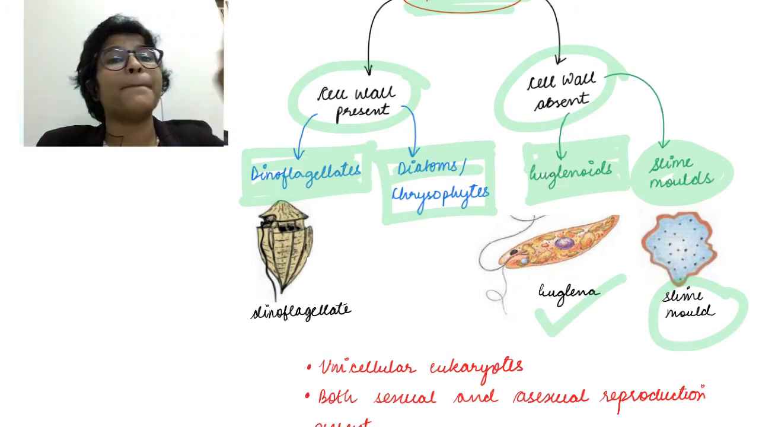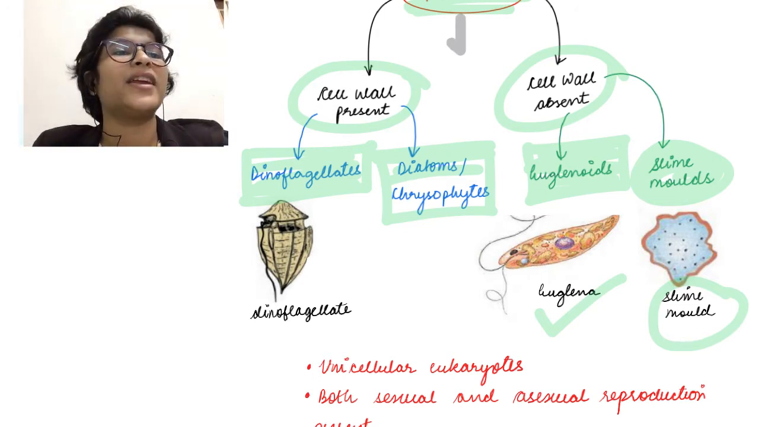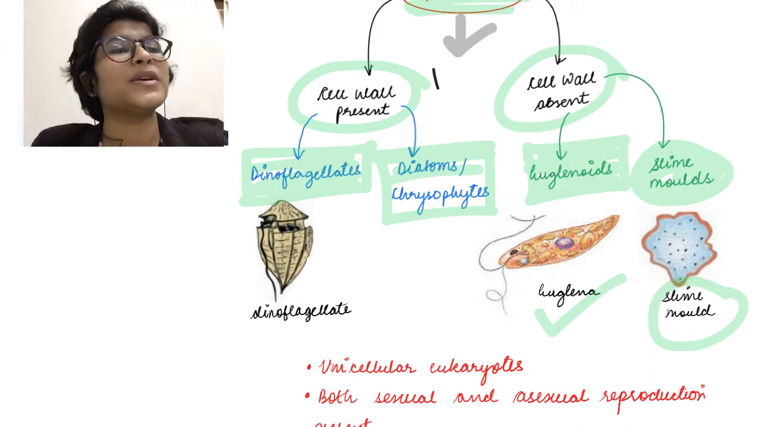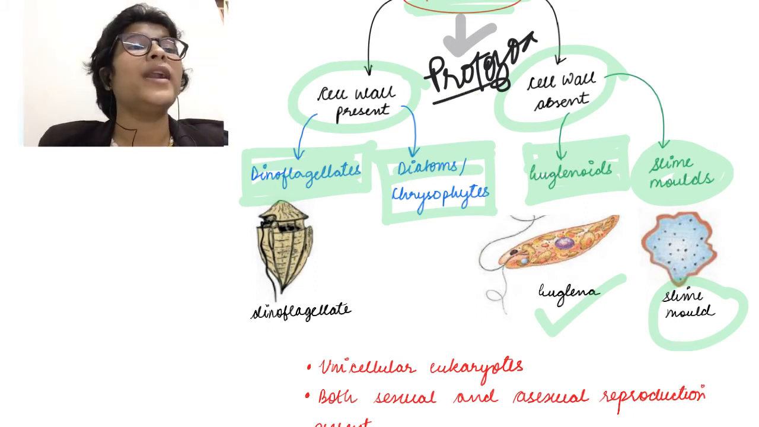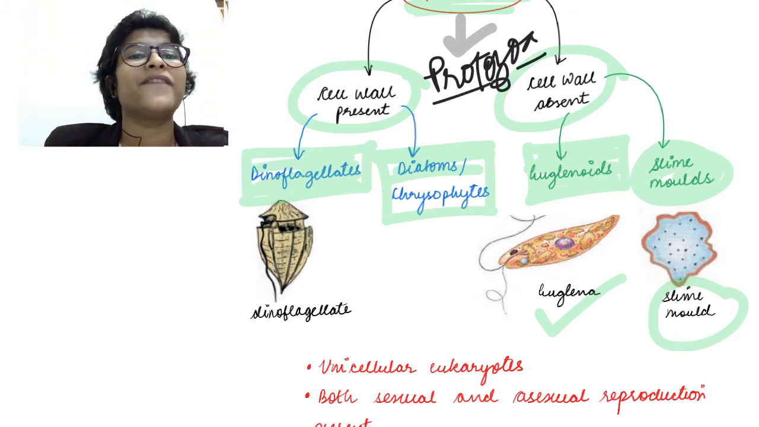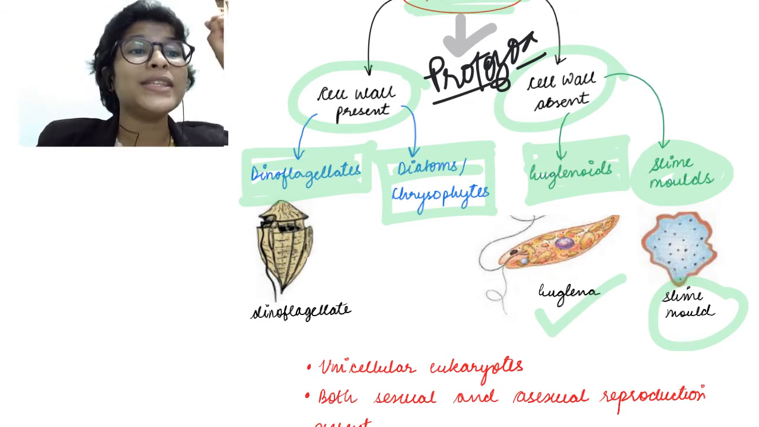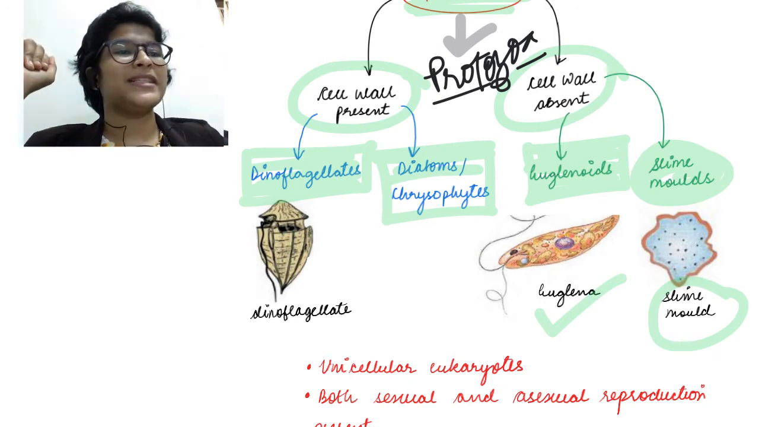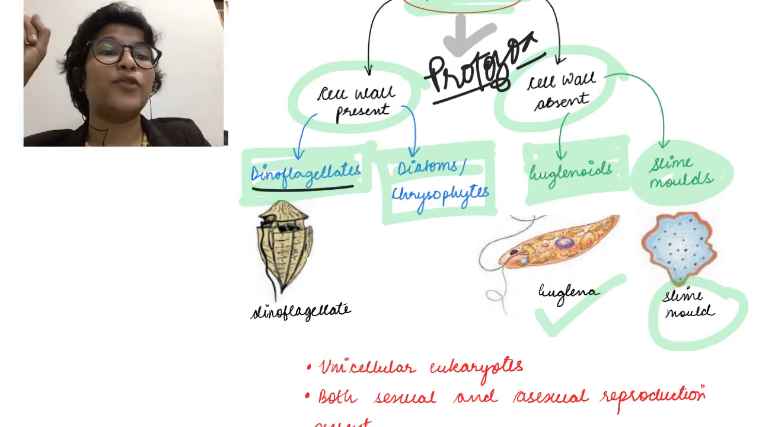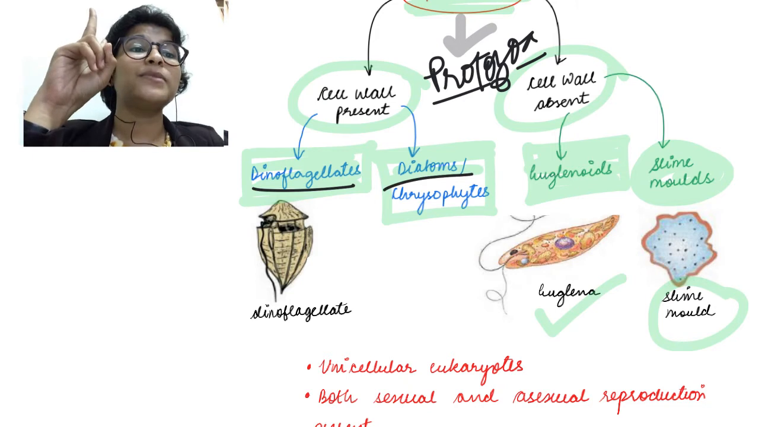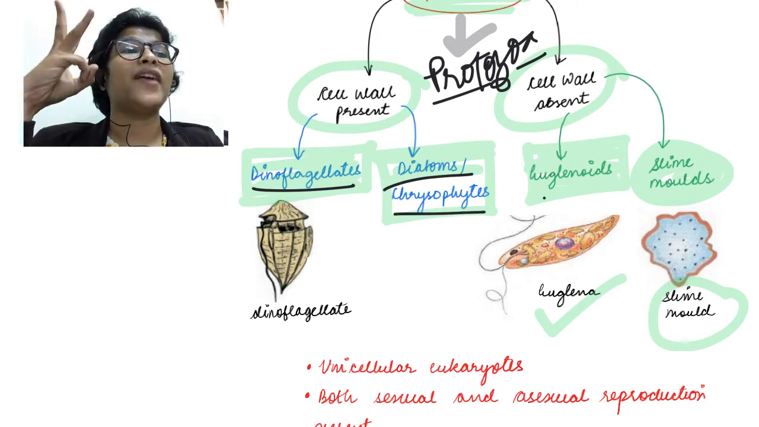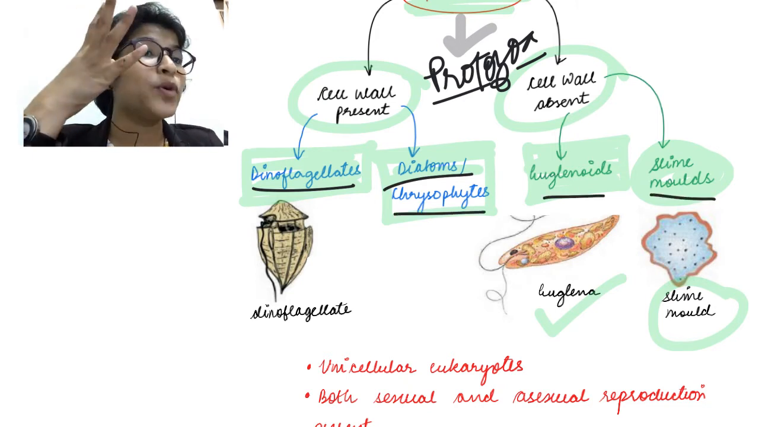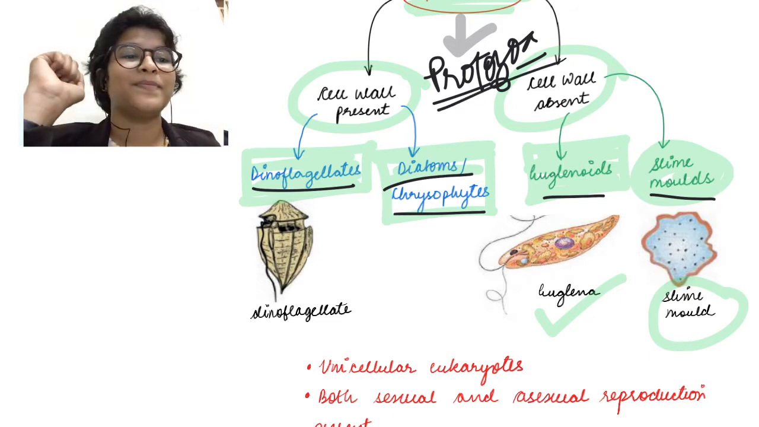स्लाइम मोल्ड्स का एग्जाम्पल इज ऑफ कोर्स स्लाइम मोल्ड बिकॉज इट हैज वन टाइप ऑफ ऑर्गेनिज्म, ठीक है. And apart from this, we have another category called as protozoa. Proto, old, zoa, animals. Very firm, primitive unicellular organisms come under protozoa. ठीक है. So let's study about all these categories. Quick revision: dinoflagellates, diatoms or chrysophytes. Then we have euglenoids. Then we have slime molds. And finally protozoa, ठीक है.